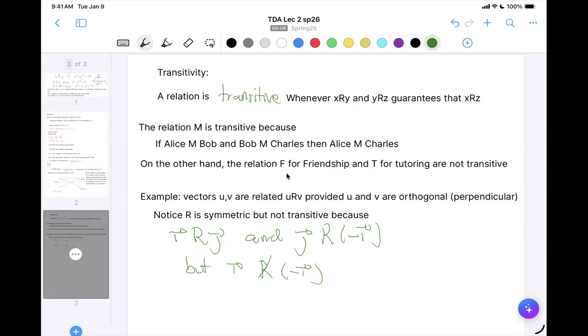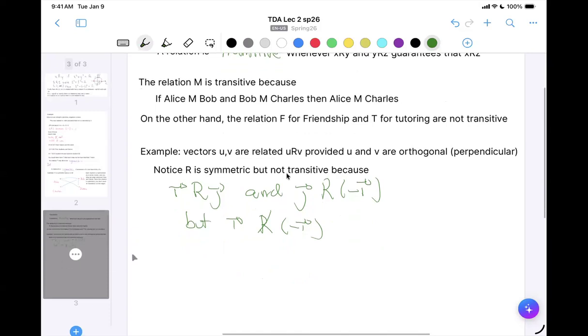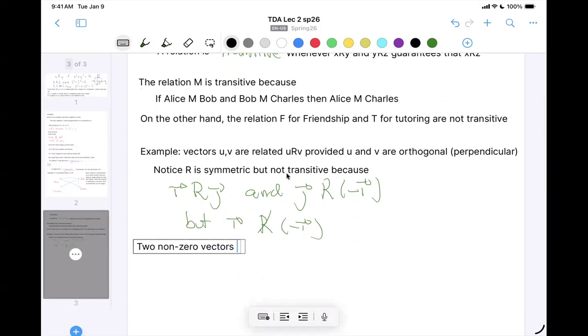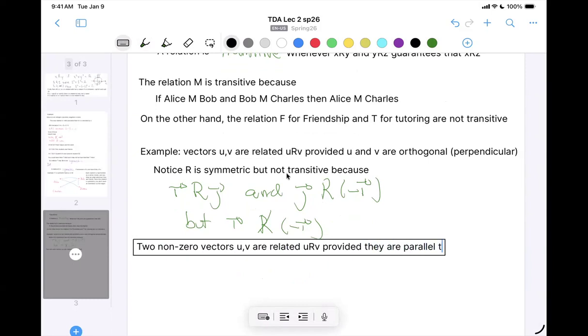So one that's symmetric and transitive, though I'm missing reflexive, which is the property we haven't covered yet, but a different one: saying two non-zero vectors U and V are related, U R V, provided they are parallel. This one is symmetric and transitive.